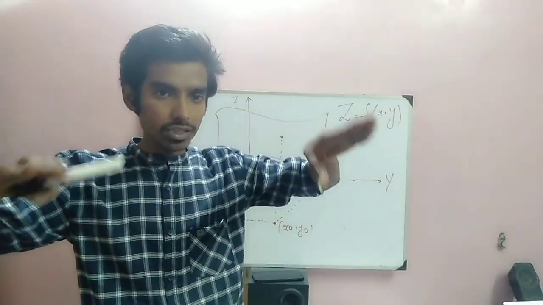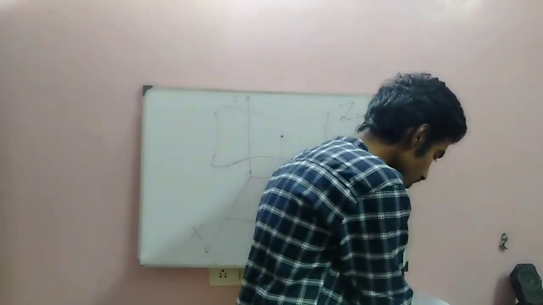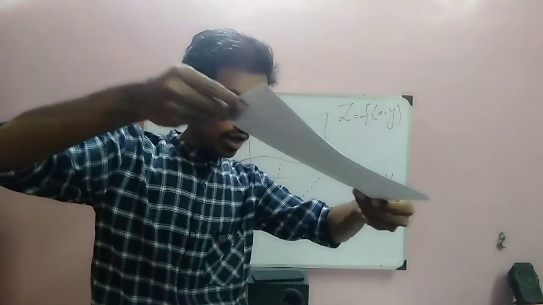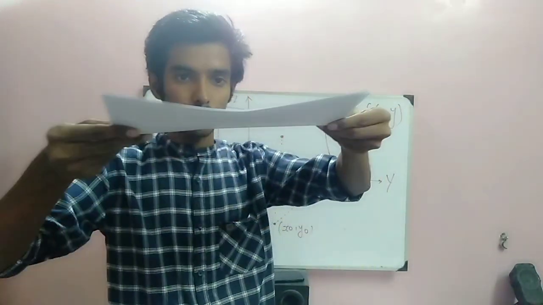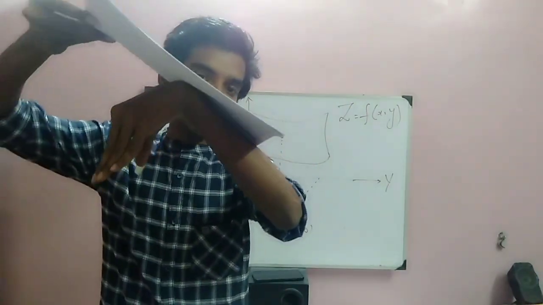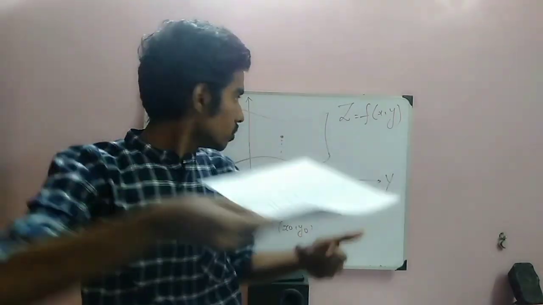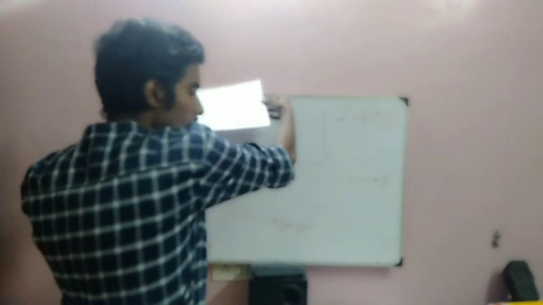So let us assume the function is smooth, and for every point we can talk about a tangent plane, right? Let us assume this is a plane. So for every point, I can talk about a tangent plane. This is our blanket now, so I can draw a tangent plane here. I can draw a tangent plane for every point.